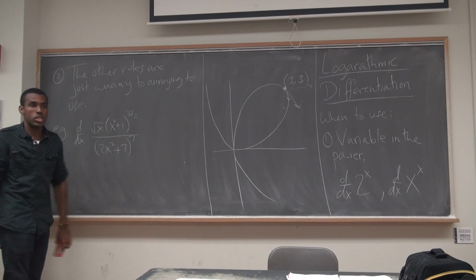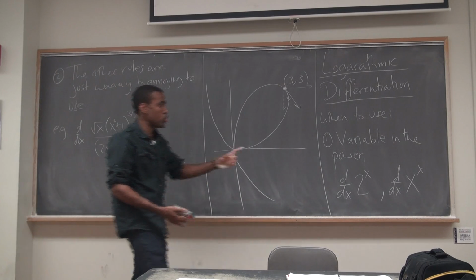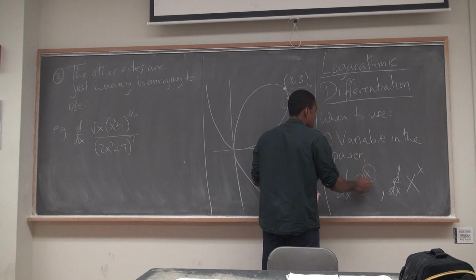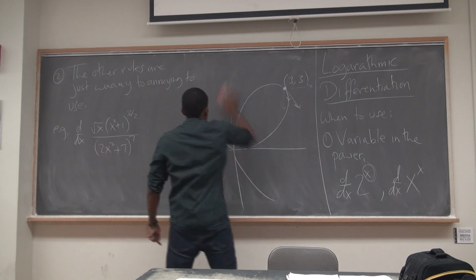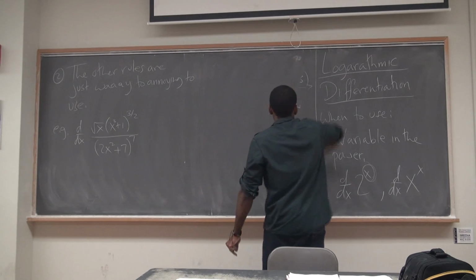Something like logarithmic differentiation can help you in that situation. So there are two main situations: if there is a variable in the power, or if something is just way too annoying to use the quotient rule and product rule and chain rule on.